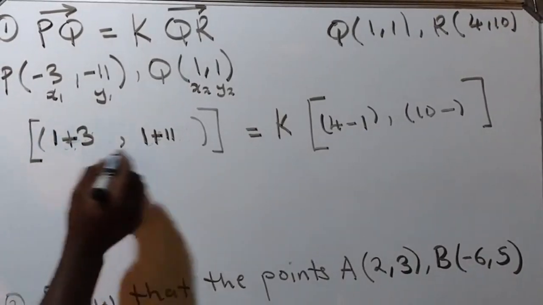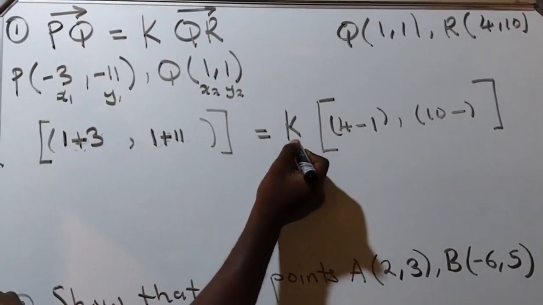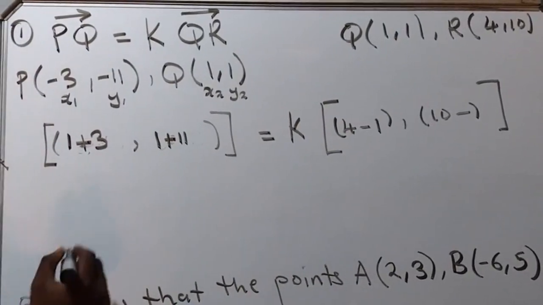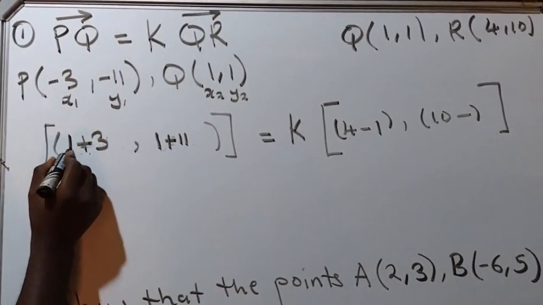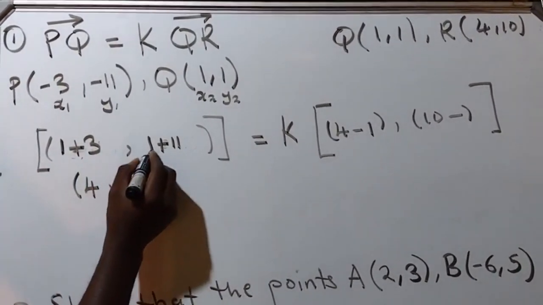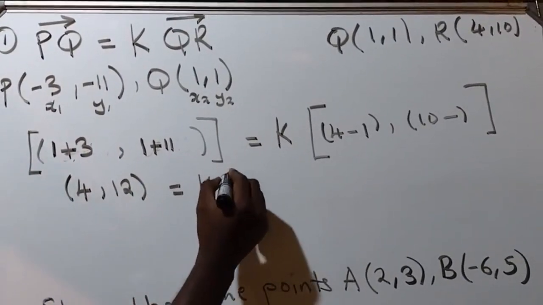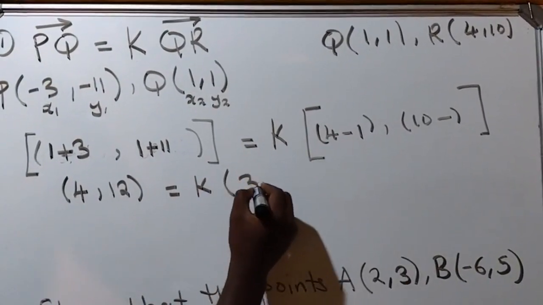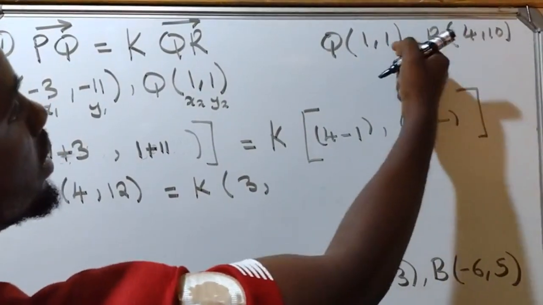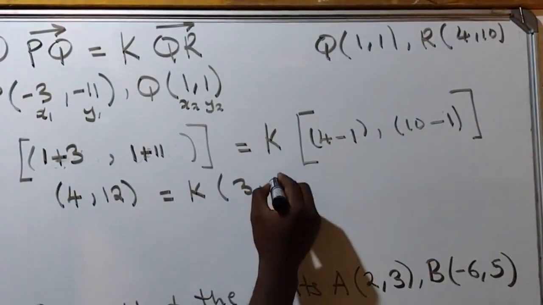Okay, so let's now simplify. Remember, the reason why we are doing this is that we want to find the value of this scalar multiplier, or the value of k in short. So here, 1 + 3 will give us a 4, comma, 1 + 11 will give us 12, equal to k. Then 4 - 1 will give us a 3, comma, 10 - 1. It was supposed to have a 1 here. 10 - 1 will give us a 9.